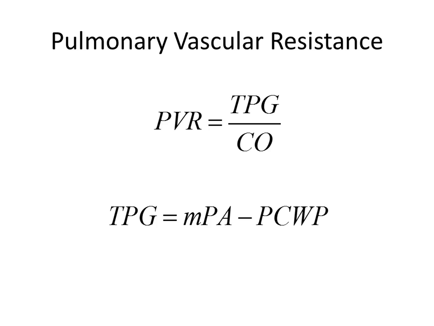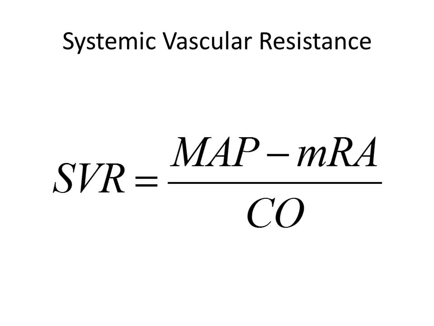You might have a high PA pressure in a patient, but if you have a high wedge pressure as well, the actual pulmonary vascular resistance might be low. And so you would treat that patient potentially differently than somebody who has a really high pulmonary vascular resistance, where the PA pressure is much higher than the wedge pressure. And the same holds true for systemic vascular resistance. So you look at the pressure gradient across the system, the mean arterial pressure and the mean RA pressure, again divided by the cardiac output.